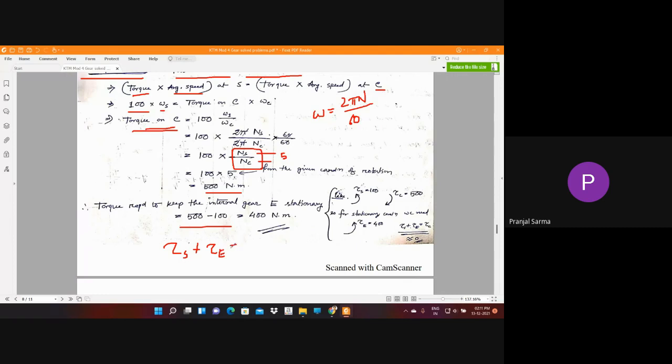should be equal to the torque at C. So torque at E equals torque at C minus the driving torque at S. This is nothing but 500 at C, which we have just obtained, and the driving torque is given as 100. So 500 minus 100 equals 400 Newton meter, which is the torque required to keep the internal gear stationary. Then it completes this particular problem. This is how we solve problems related to an epicyclic gear train.